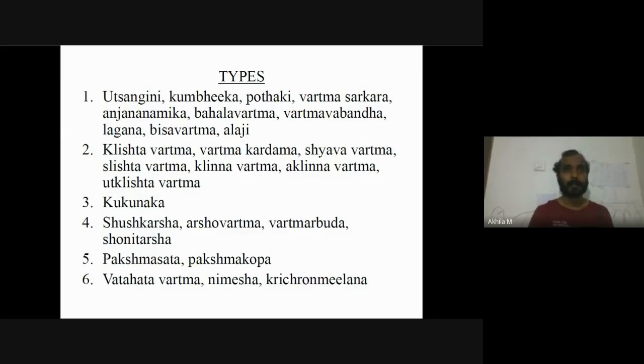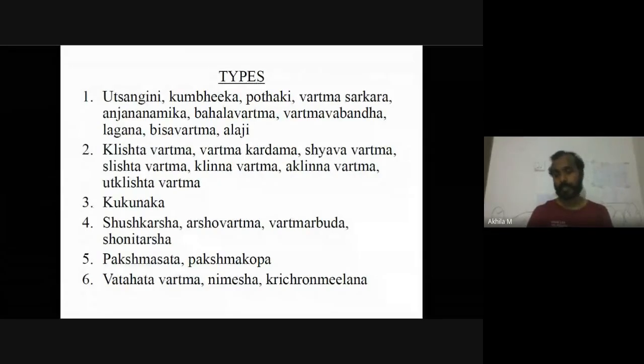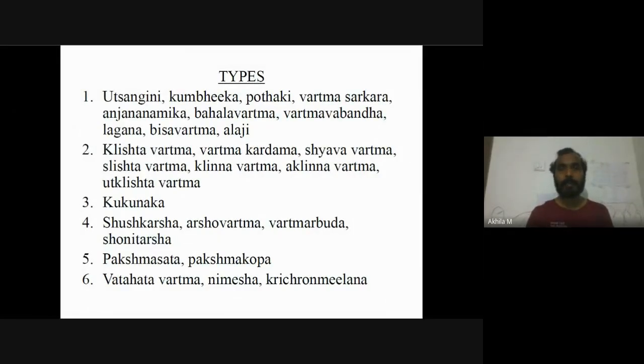And Pakshma Shada and Pakshma Kopa are also grouped together, because that is more related to the Pakshma region. Okay, and some other group of diseases, Vata Kada Vartma, Nimesha and Kruchurumila, these are mostly because of the vitiated Vata Dosha. Like that, we can subgroup the total 24 or 21 Rogas, we can group like that also. Then that will be easy to remember.